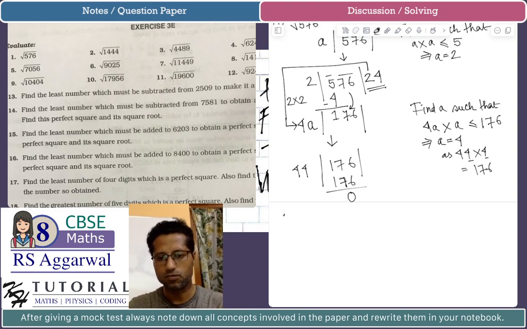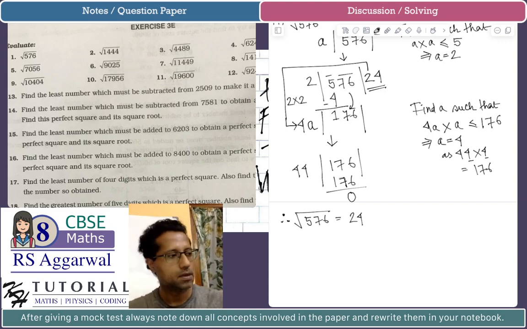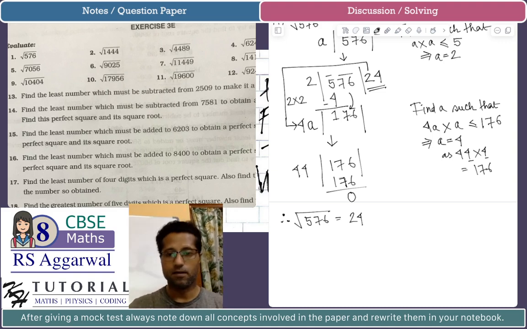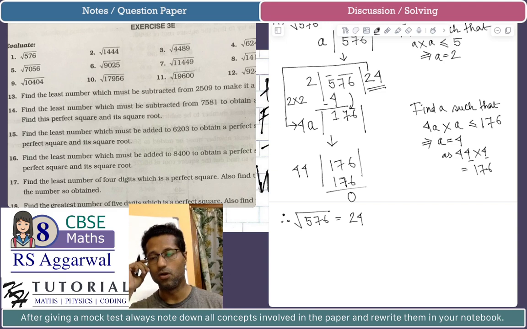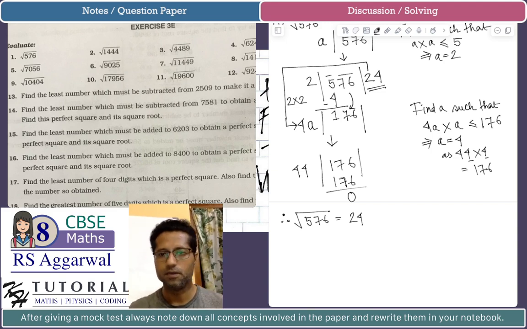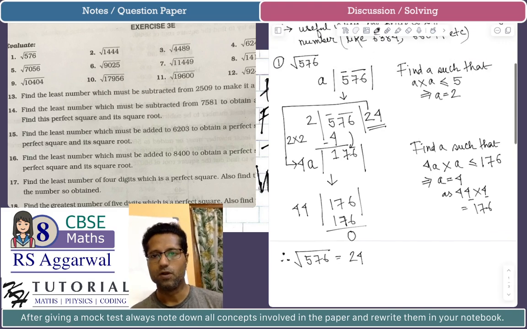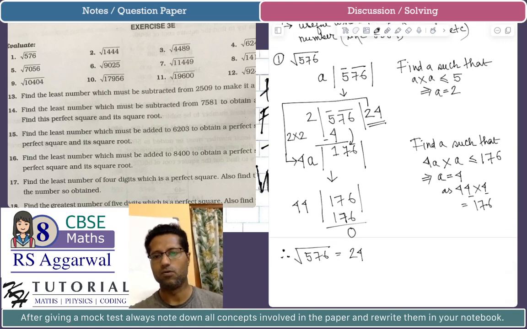Therefore, the square root of 576 is the final quotient, that is 24. Now I might be making some mistake in the long division method, so I will quickly check in a calculator whether 24 into 24 is 576 or not, and it is 576.